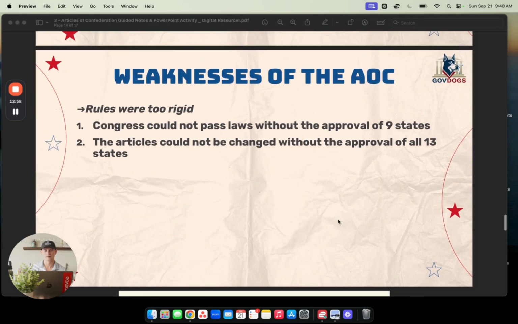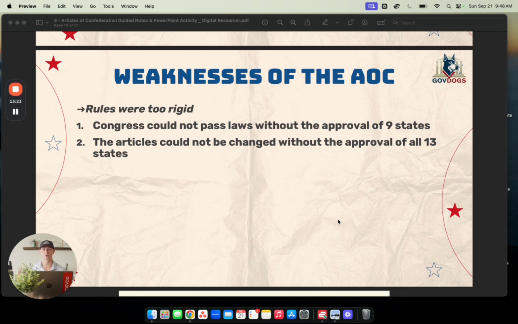All right? The rules were also too rigid. Okay, we kind of talked about this. Congress couldn't pass laws without the approval of 9 states, and the articles could not be changed without the approval of all 13. So, just to recap, major weaknesses of the Articles of Confederation: couldn't collect taxes, couldn't support an army, couldn't regulate trade, couldn't pass laws, couldn't amend the document, okay? These are all major downsides of the Articles of Confederation, okay?